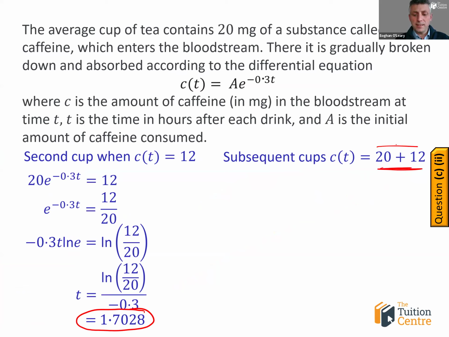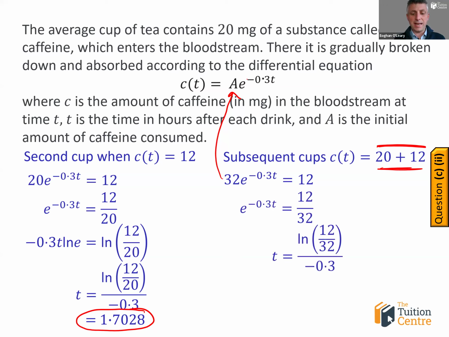Now, the next thing is, though, we have to remember she doesn't go back to just 20. She goes to 32 milligrams because the cup of tea gives her another 20. So now she's up to 32. So in this case, we'll say A in relation to the function now has changed to 32 because the initial amount after drinking cup number 2 is she's now up to 32 milligrams. So again, you divide across by the 32.